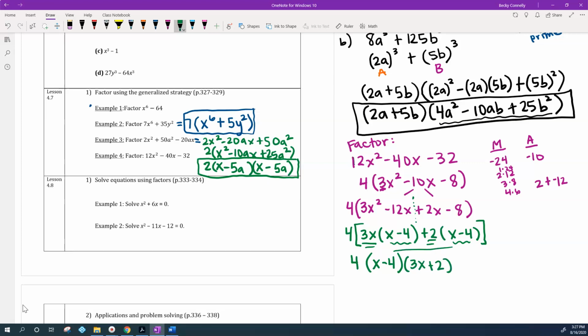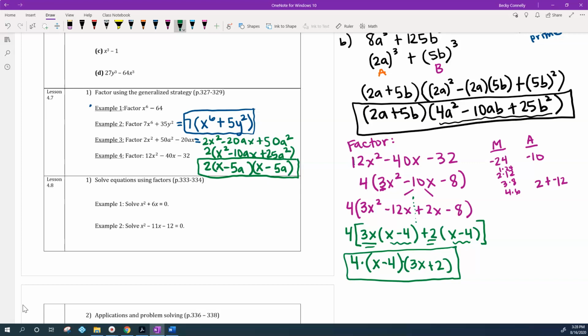Okay, so all of this together, remember factored form means everything's connected by multiplication. We've got 4 times x minus 4 times 3x plus 2. So we've got 3 different factors there, and that would be my answer on that one.